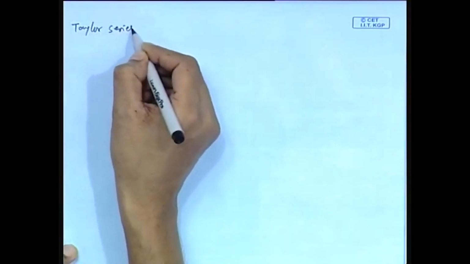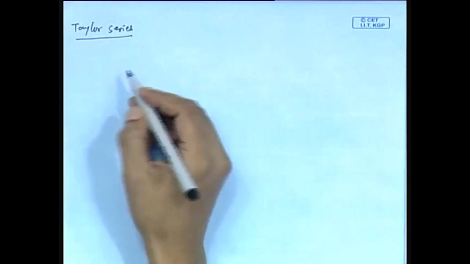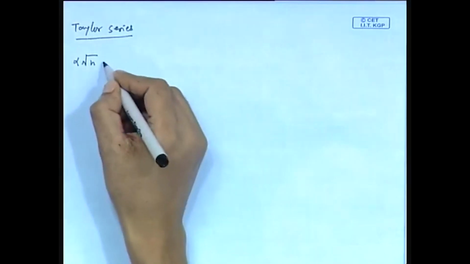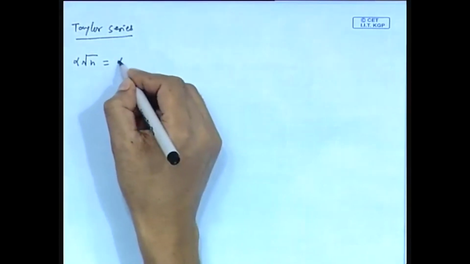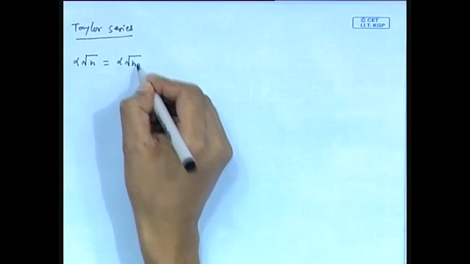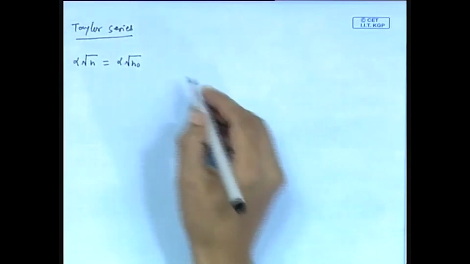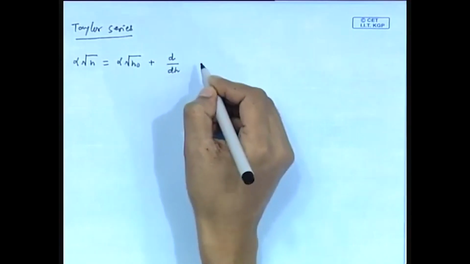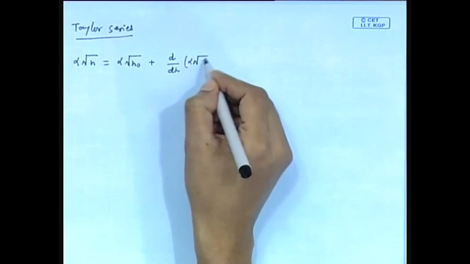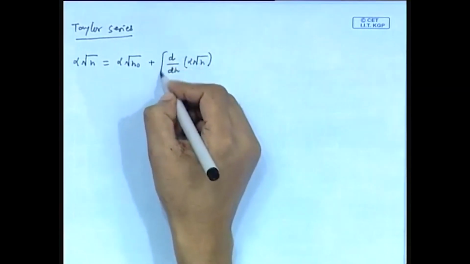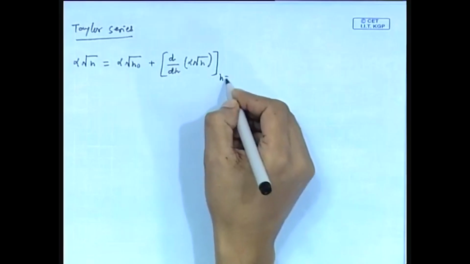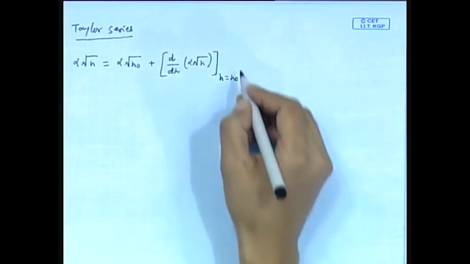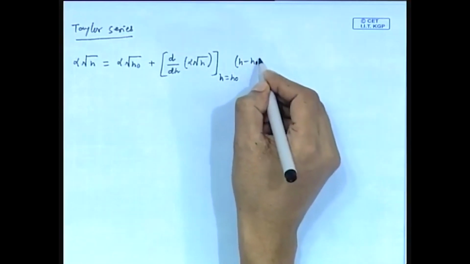So, according to Taylor series, alpha root h equals alpha root h naught plus the differentiation of alpha root h at point h naught, where h naught is the reference height, multiplied by h minus h naught.